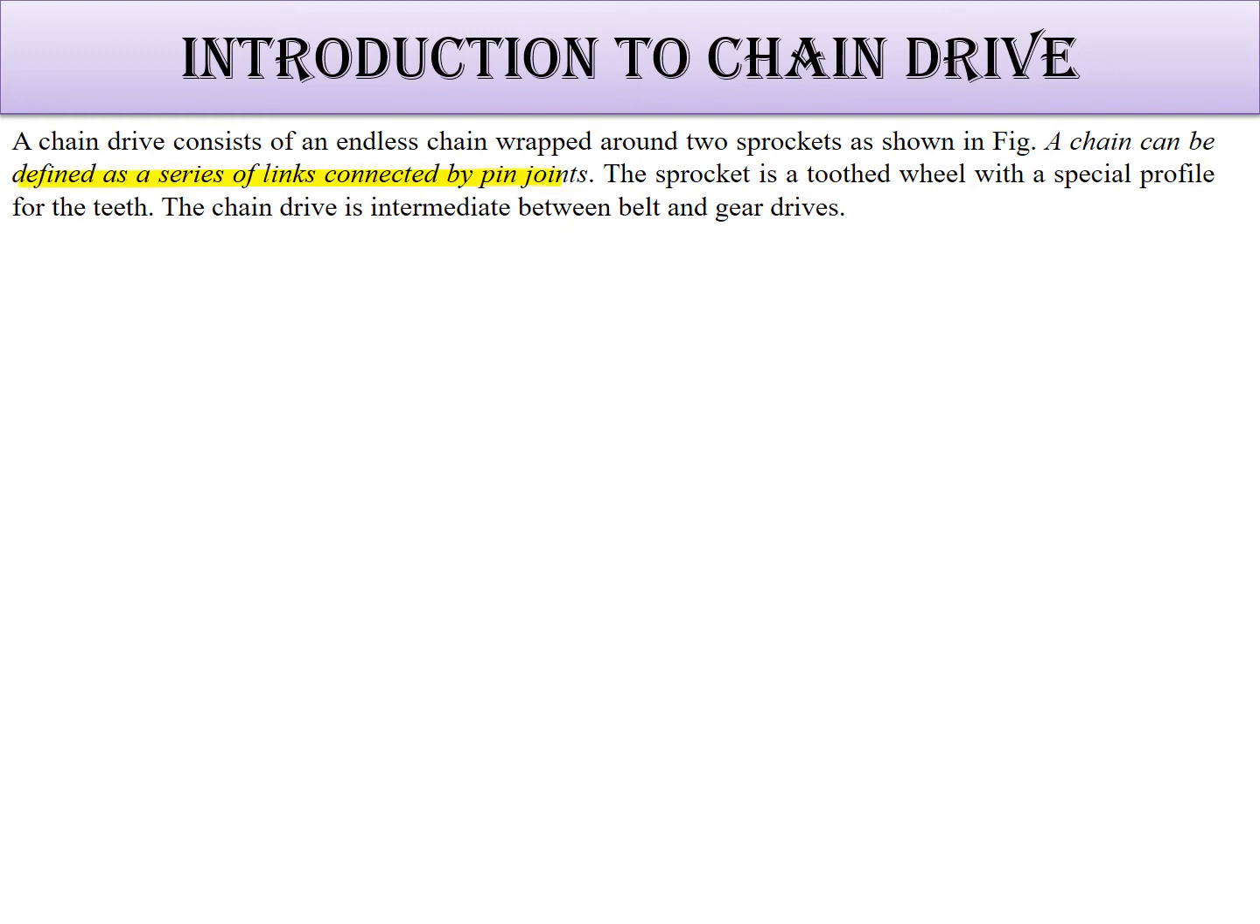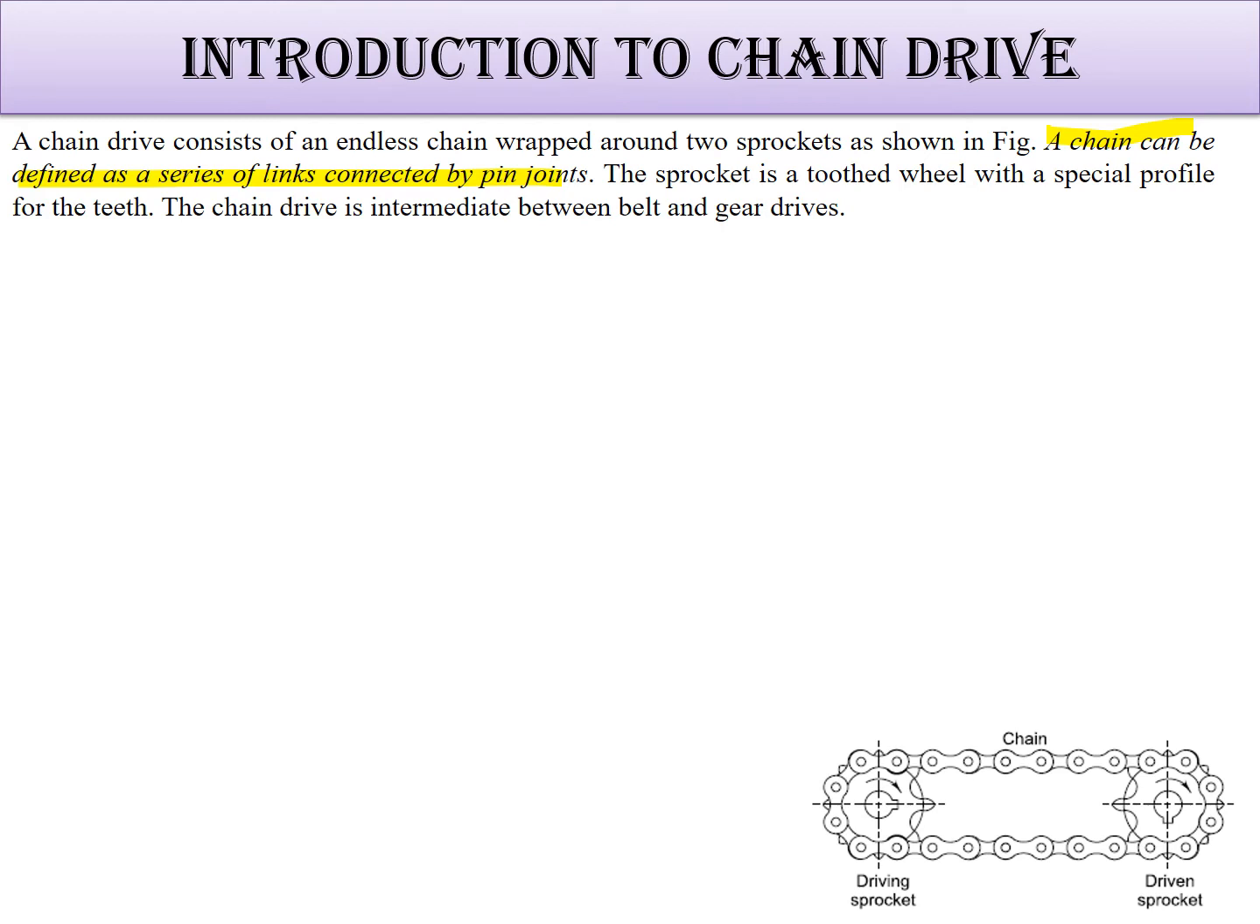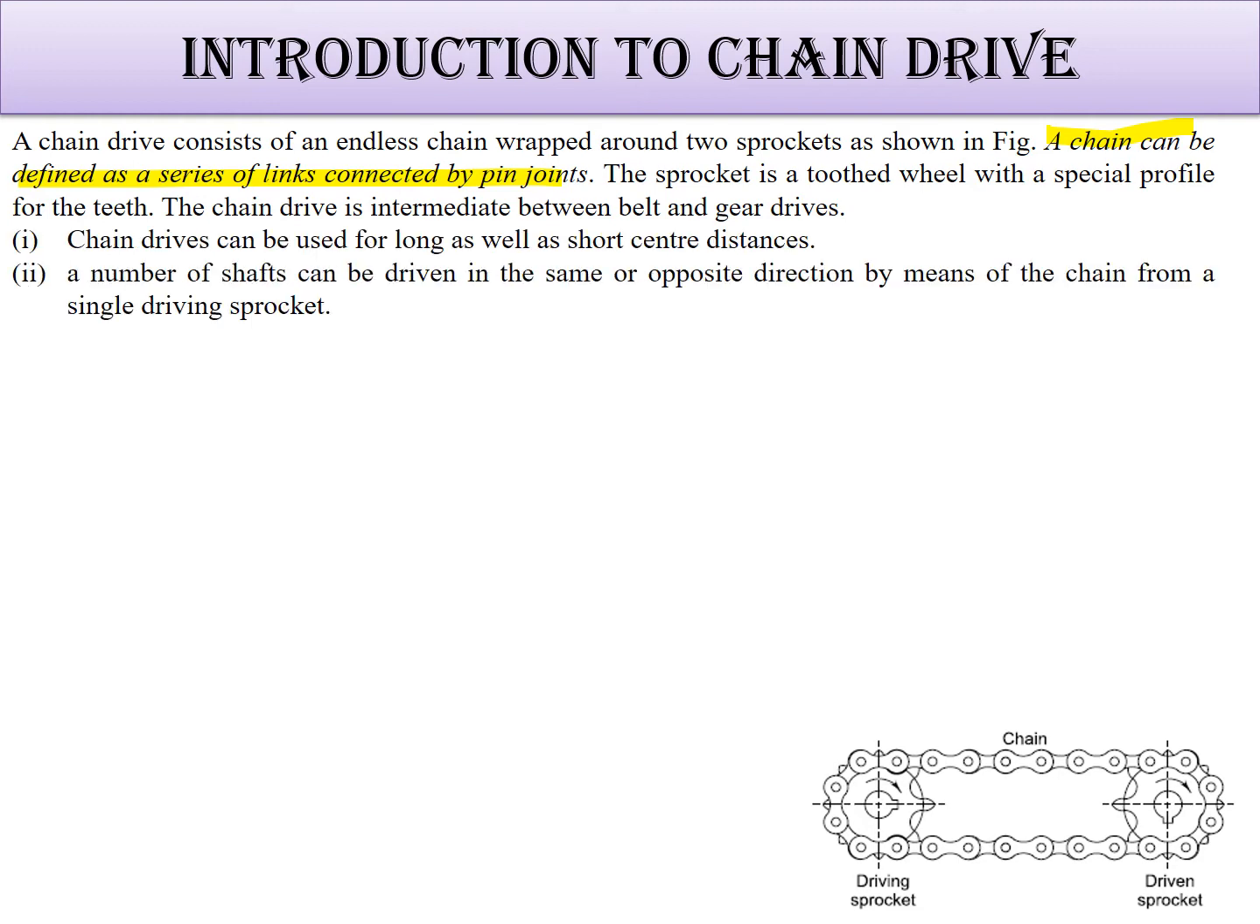So this is the definition of a chain drive. Here the sprocket is there, which is the tooth wheel. It is not a gear, but it has teeth with a special profile. So we all have seen this chain. This is the driving sprocket and this is the driven. We can achieve either the same or a different velocity ratio.